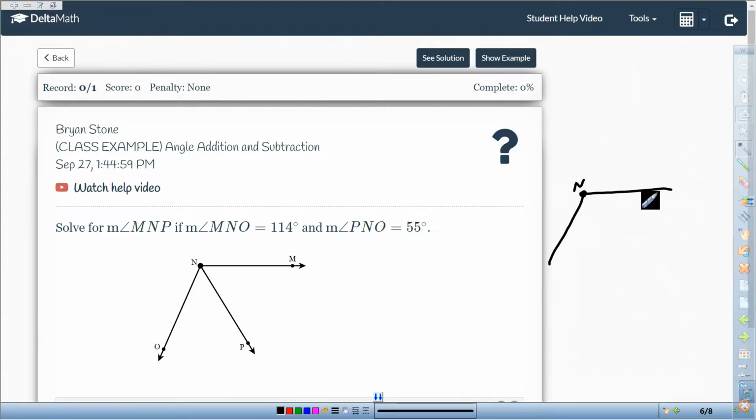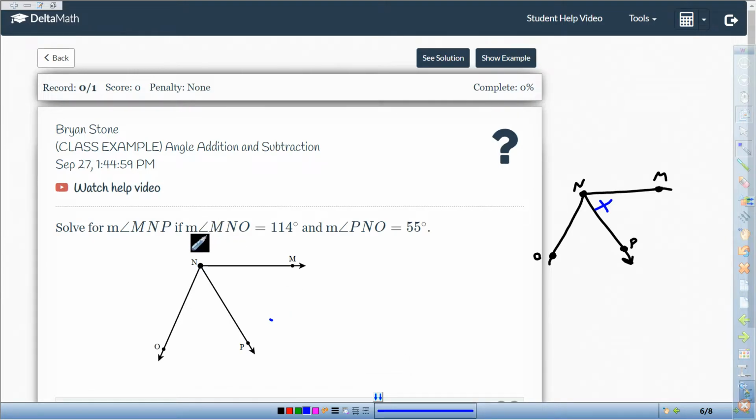So this is point N. We got M, O, and then P. Okay, so let's put this stuff on. They're asking us to solve for angle MNP. If you guys remember, when we name an angle, we start at its side, go around its vertex to its other side. This is angle MNP. This is what we're looking for. They didn't give us a value for it, so we're just going to call it X.